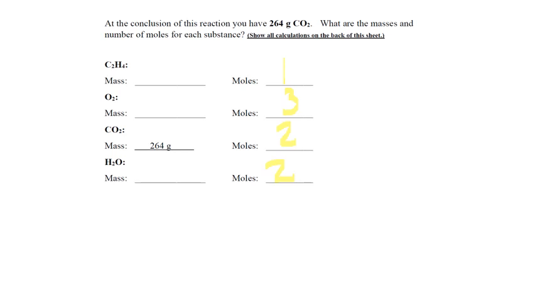A nice thing is we're basically going to use information that we've already figured out to figure out what we want to figure out. So the very first thing I'm going to do is try to solve for this one right here, the mass of C2H4. Well, that is going to start with what I was given here, 264 grams of carbon dioxide. So this is how it's going to work. I'm going to take 264 grams of CO2, all right?